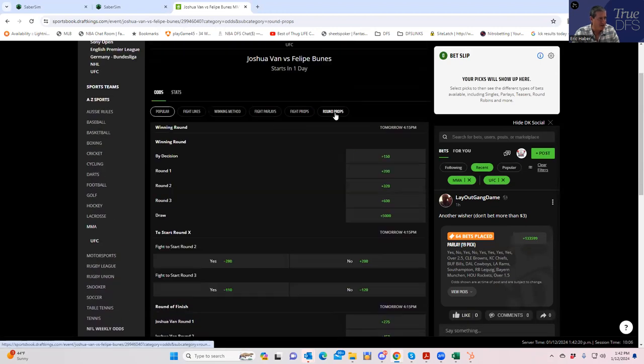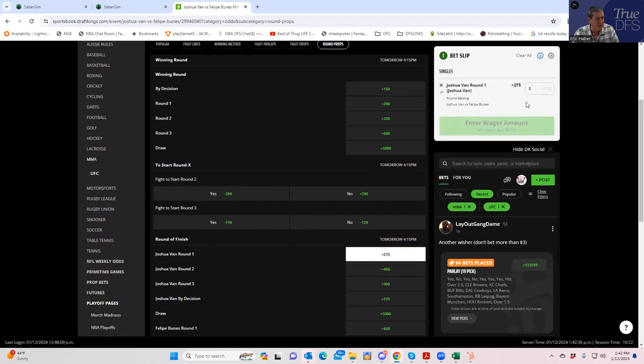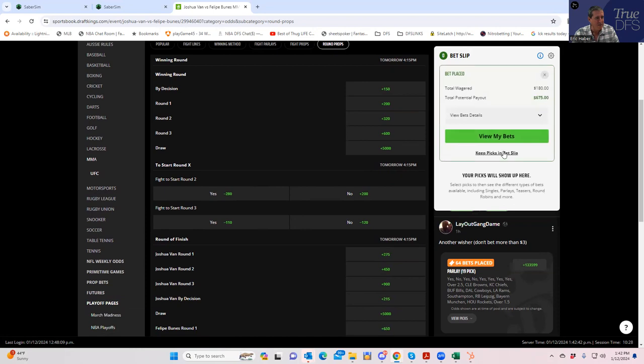Now, this also makes a lot of sense because Van in his last fight got off to a really, really slow start, and he was very low volume, and he actually got knocked down. And people are a little concerned about that. So listen, for my money, that's good enough for me. I think the people are going to be off the Joshua Van round one, which means that it's probably some decent value. So Joshua Van round one for 180.